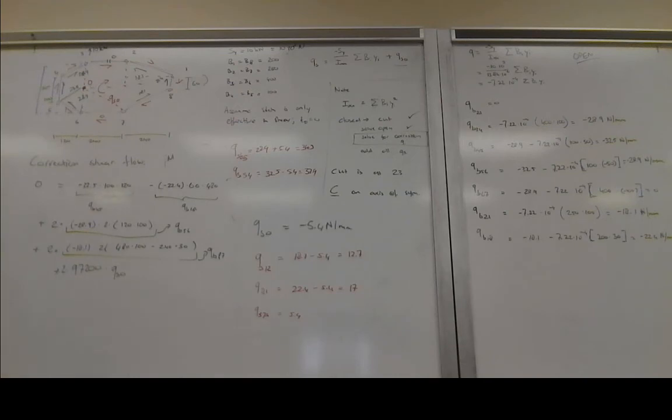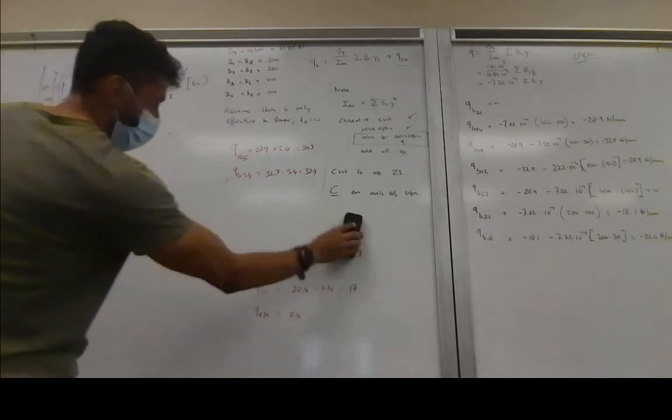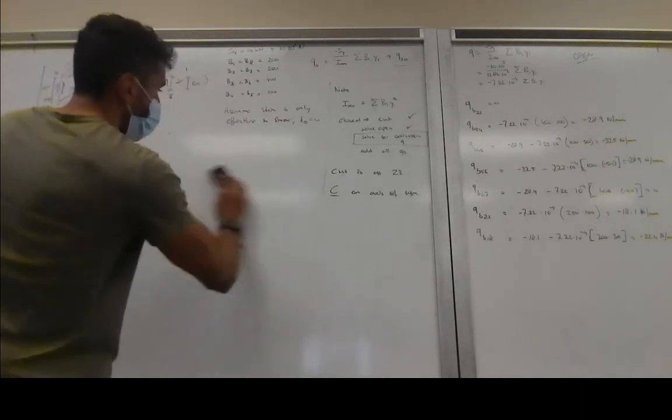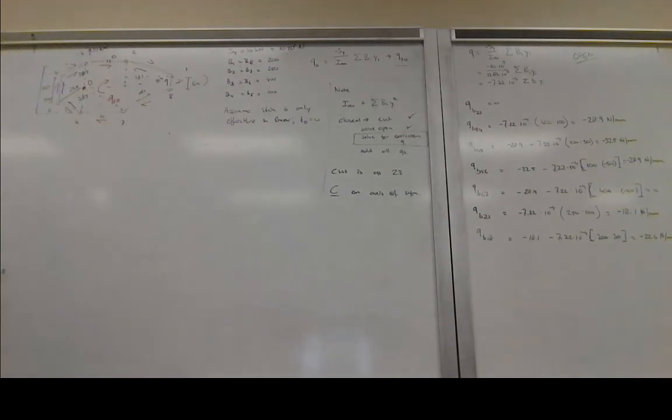Could you explain again why we subtract and when we add the correction shear flow? So I'm going to basically redraw this in a bigger format, hopefully to be a bit more clear. So this is our problem.